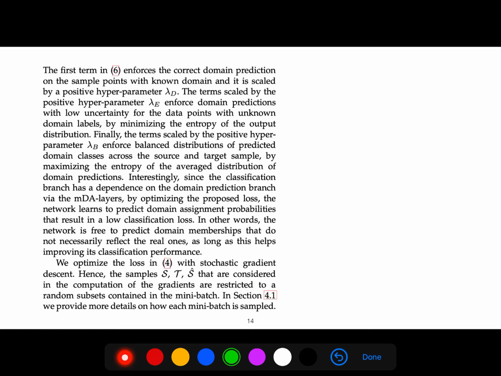Since the classification branch has a dependence on the domain prediction branch via the domain adaptation layers, the network learns to predict domain assignment probabilities that result in a low classification loss. In other words, the network is free to predict domain memberships that do not necessarily reflect the real ones, as long as this helps improving its classification performance.